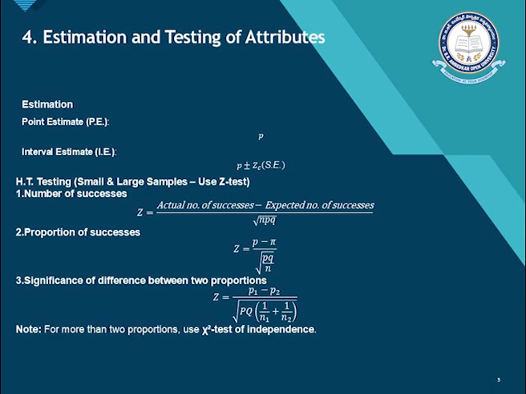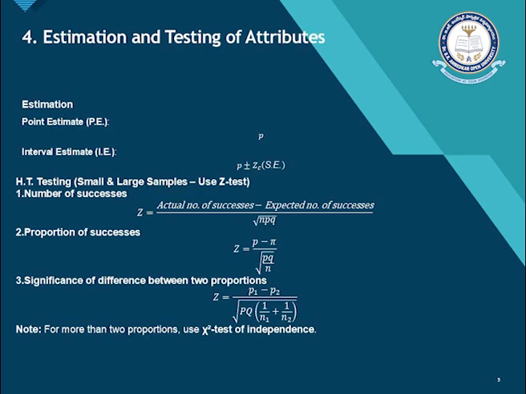the point estimate. Whereas in interval estimation, we take the sample proportion, then take the z value at the 5% level or 1% level, then calculate the standard error. So, in interval estimation, sample proportion plus or minus critical value of z multiplied by standard error, that is, proportion plus this, proportion minus this will give us the interval, and that will be the interval estimate.